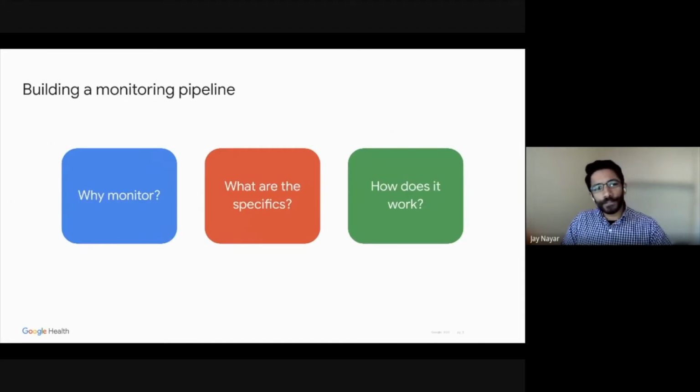Okay, so we would like to keep things very simple. In this presentation, we will be walking you through why we need monitoring, what a monitoring system looks like, and eventually we would like to end with a few case studies of how we have implemented this in practice.